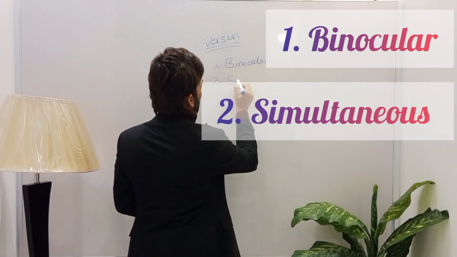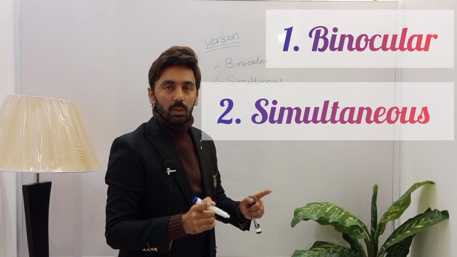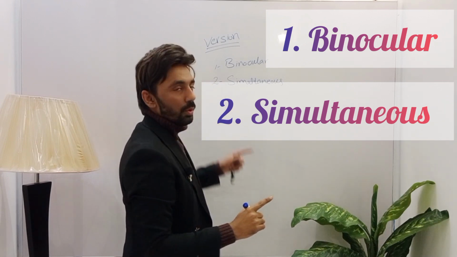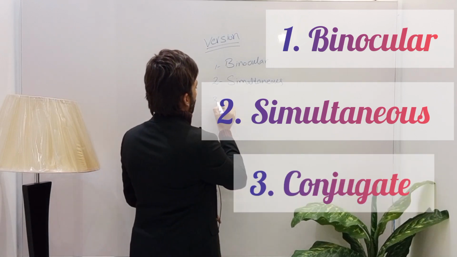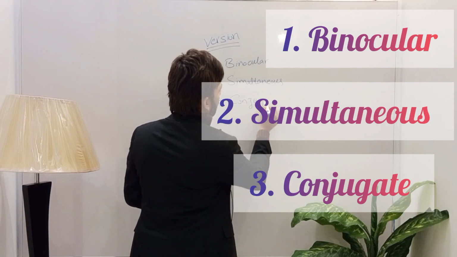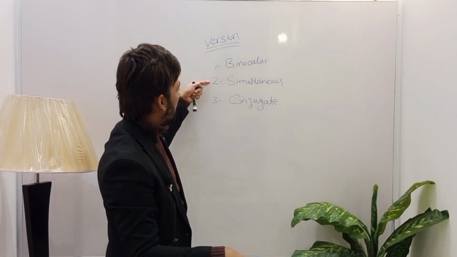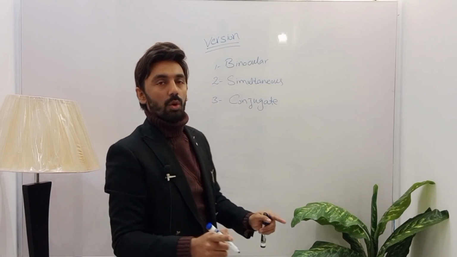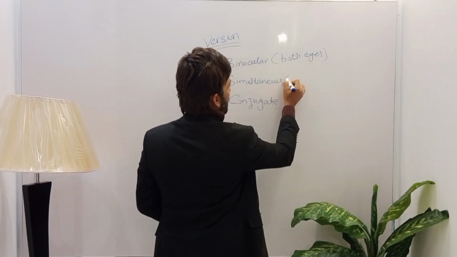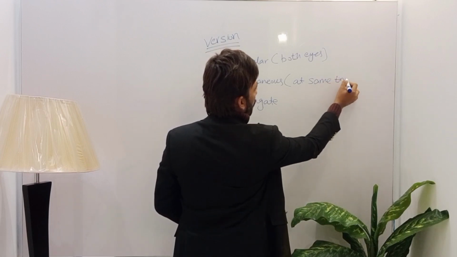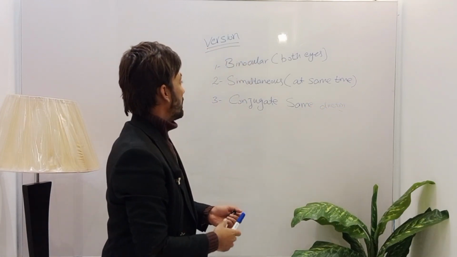Second one is simultaneous. Simultaneous means both of your eyes will move at the same time, right? So first one is binocular, your both eyes will move. And the third one is conjugate, which is important. So if movement is binocular, in both eyes, and both eyes are moving at the same time, simultaneous, and conjugate means the movements of both eyes are in the same direction, right? So binocular means both eyes, simultaneous means at the same time, conjugate means same direction, right? So this is how we can define version.